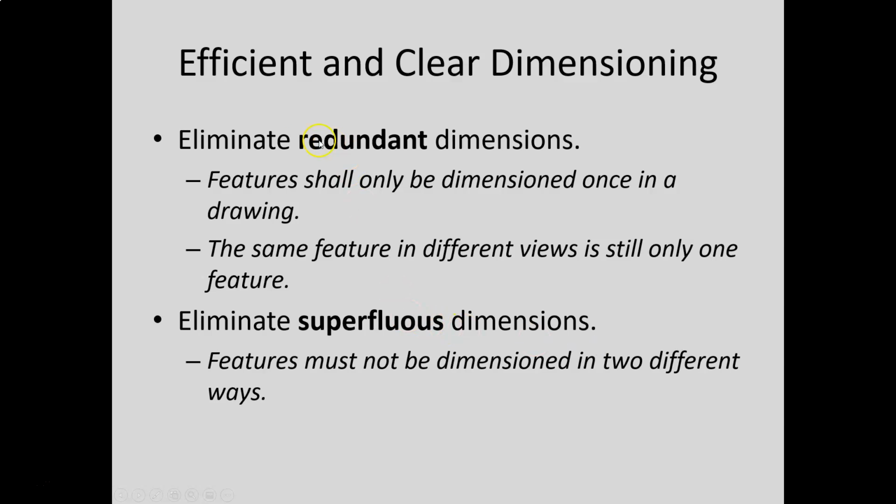So more on the rules. Eliminate redundant dimensions. You should only dimension features once in a drawing. Not once per view, but once in a drawing. The same feature in different views is still only one feature. Also eliminate superfluous dimensions. That means features must not be dimensioned in two different ways. Only one dimension to one feature.